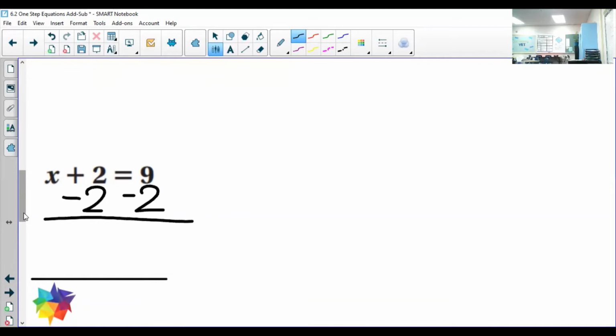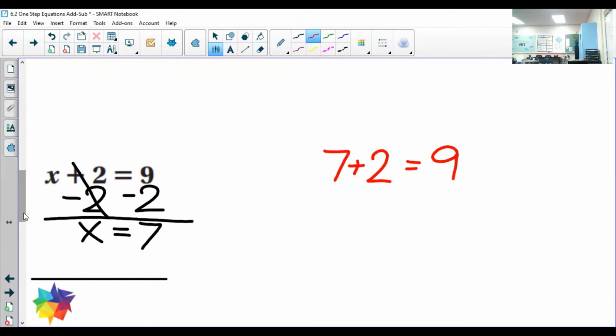My 2's are still going to cross off, right? Because I have a plus 2 and a minus 2. So they still cancel, and I have x over here equals, what's 9 minus 2? Well, we know that's 7. And this type of problem works the exact same way. You can check your answer. Does 7 plus 2 equal 9? Well, 7, 8, 9. 9 equals 9. So I know my answer is correct.